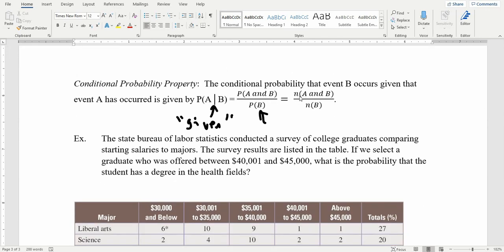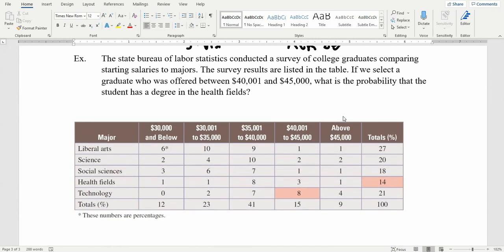My approach actually uses these n's. N means number. It's an easier way to think of it: number of something. Let me show you what I'm talking about. Here we have this information in the table. We want to select a graduate who was offered between $40,001 and $45,000. What's the probability the student has a degree in the health fields?